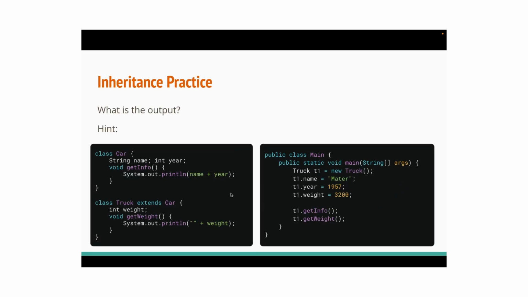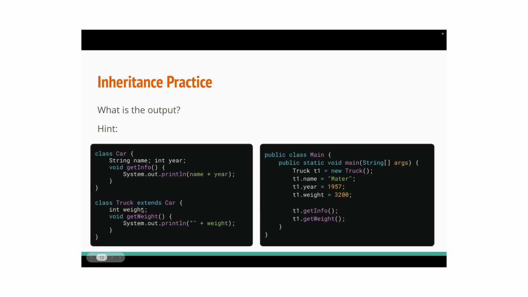So let's have some practice. What is the output right here of this main method? So right here, we have class car, and it has string name, int year, and method get info. Next, we have class truck, which extends car, so it automatically has all these methods.